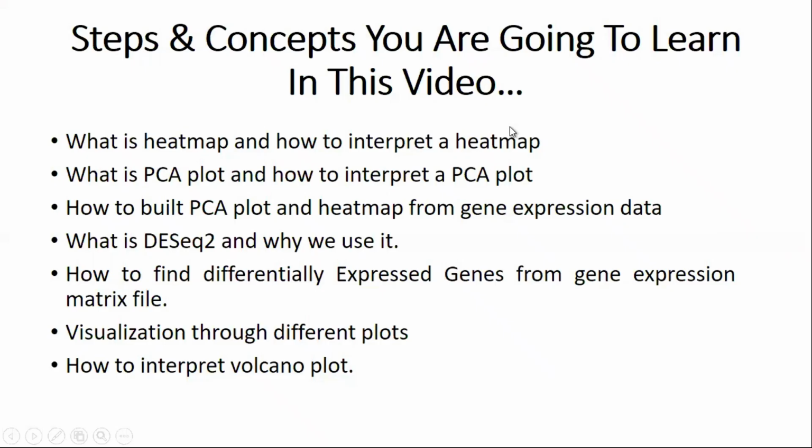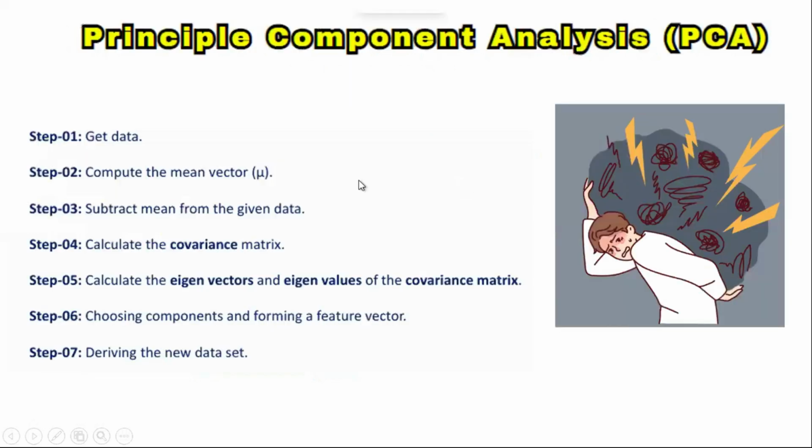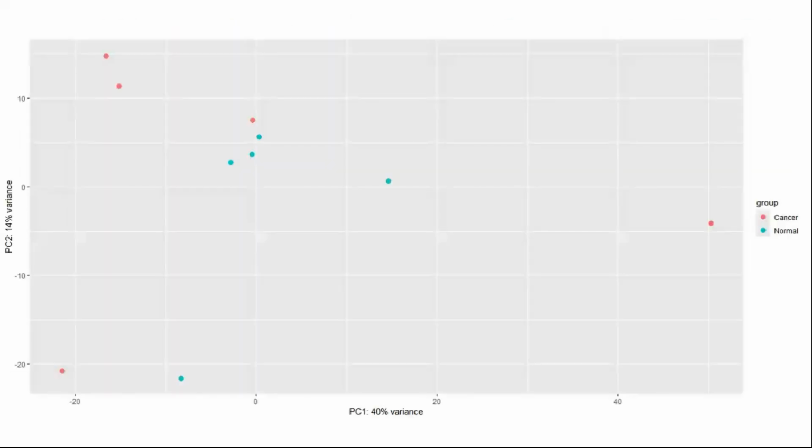First of all, as I have mentioned, I will teach you what heat maps and PCA plots are, and then I will show you how we can build heat maps and PCA plots using gene expression data. Principal component analysis, or PCA plot, is basically a very complex concept, and it involves a lot of statistical steps that are used to build a PCA plot. But in a very simple way, a PCA plot just shows the variability of your data and compares two phenotypes related to the variability inside their data.